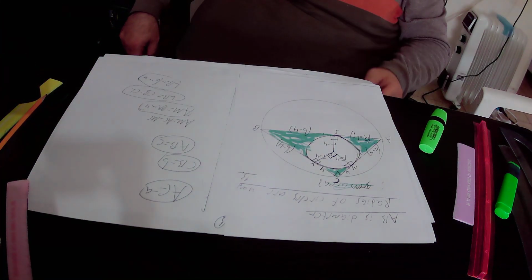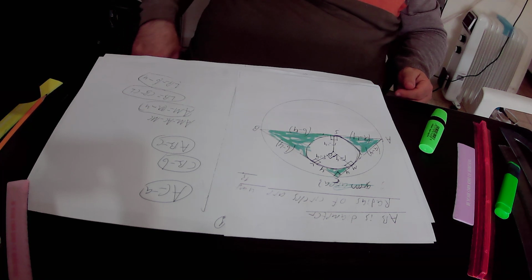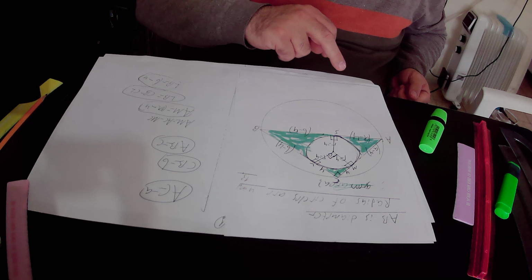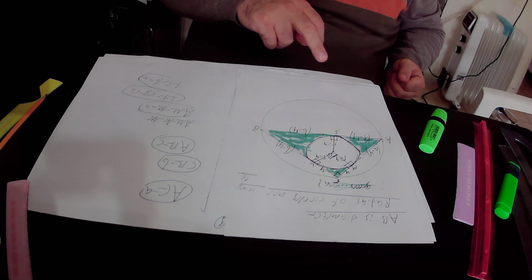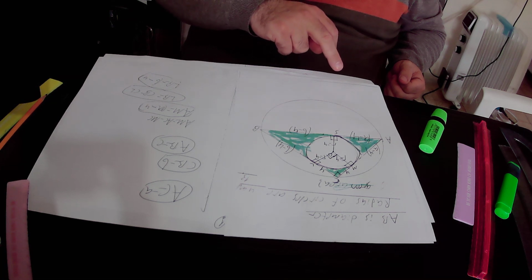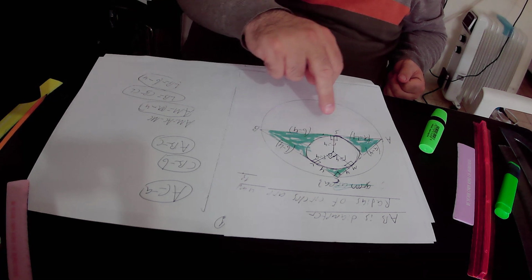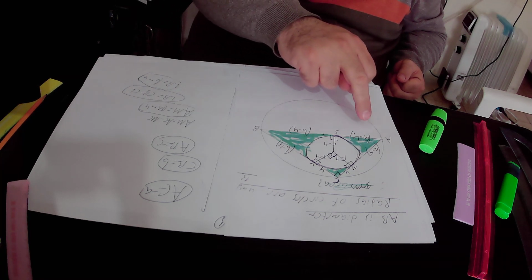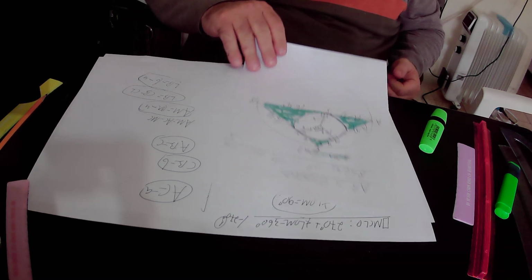In the first question, we have here a circle. Inside this big circle, we have triangle ABC, and inside triangle ABC, we have a circle that is inscribed by triangle ABC, and we want to find out the area of the blue area.